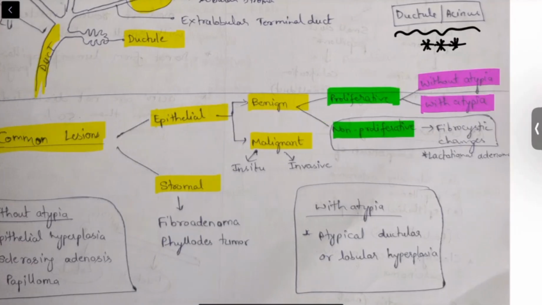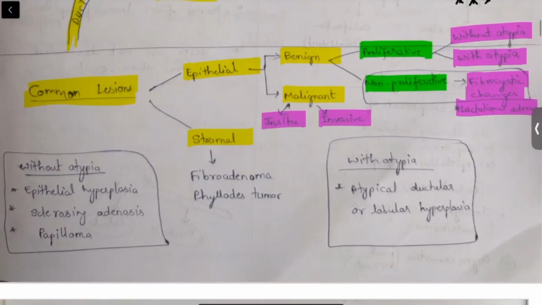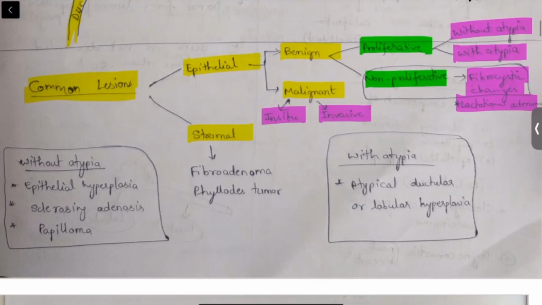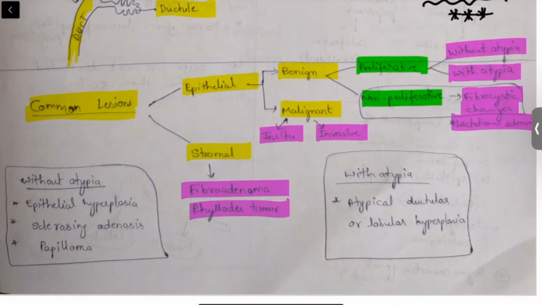Similarly, non-proliferative lesions mainly include fibrocystic changes and lactational adenoma, which we will discuss. So this is the main classification. Again, in the epithelium, malignant lesions can be in situ or invasive. Stromal lesions can be a fibroadenoma or a phylloid tumor. So this basically gives you the entire thing which we will discuss in today's class.